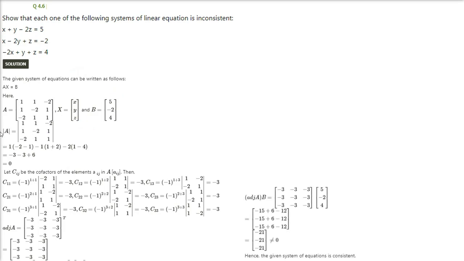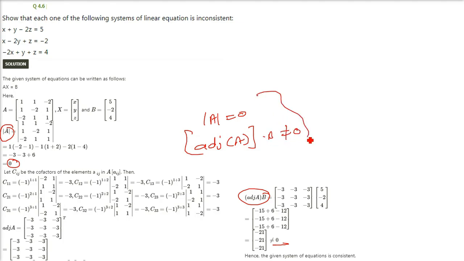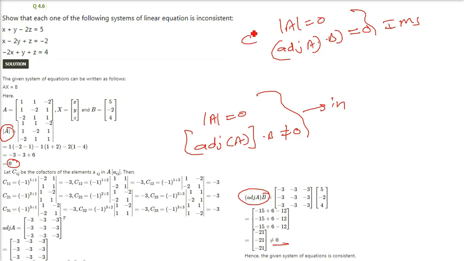Please remember, determinant of A 0, adjoint A into B not equal to 0, that means the system of linear equation is inconsistent. Determinant of A 0, adjoint of A multiplied by B equals to 0, that means the system of equations are consistent with infinitely many solutions.